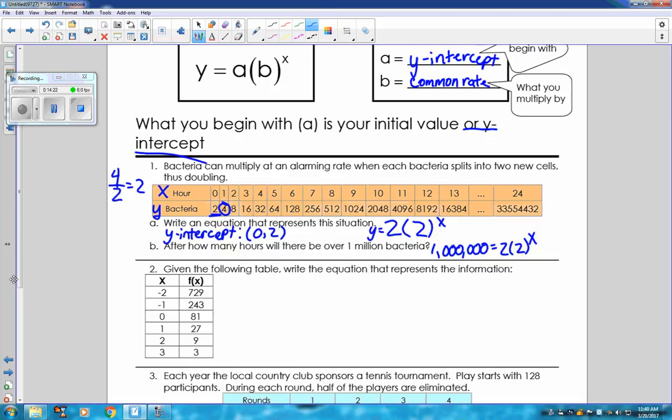What number do y'all want to try? 18. Okay, put 18 in the calculator for x.